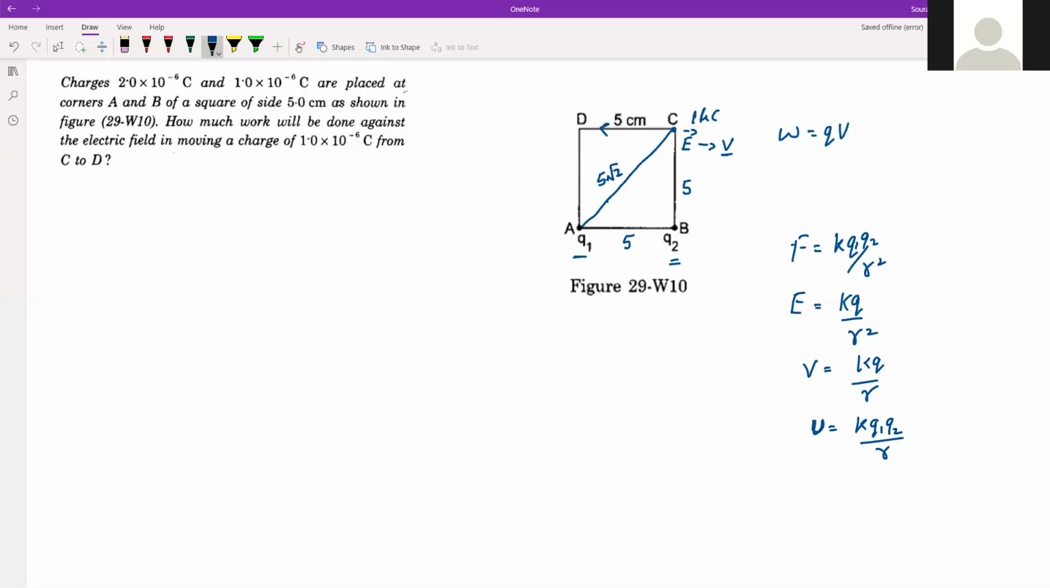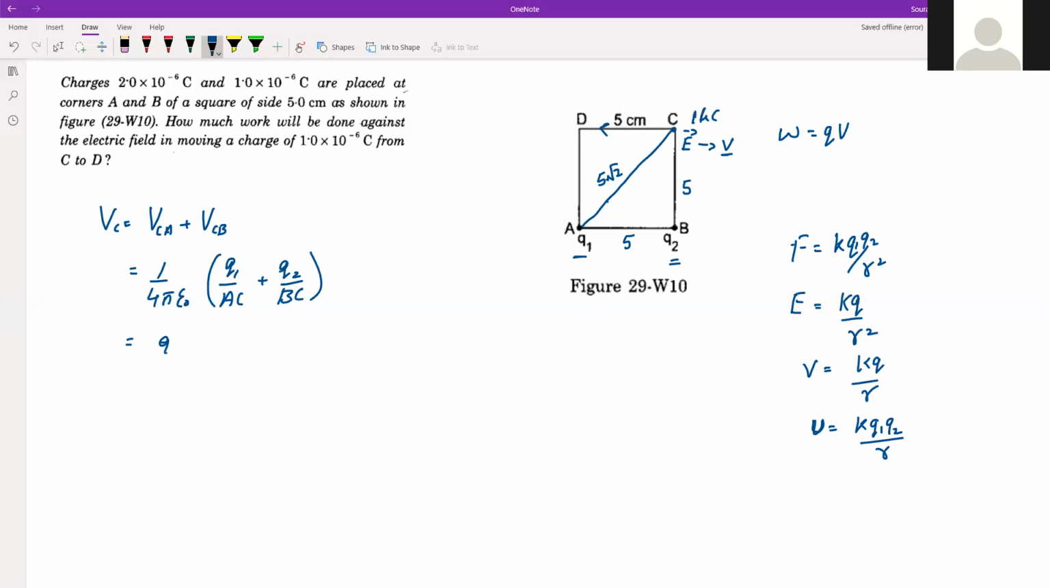So potential at C will be equal to potential at C due to A plus potential at C due to B. Now what is potential? KQ divided by R, where K is 1 by 4 pi epsilon naught. I'll take it outside. Inside we'll have Q1 divided by R1, where R1 is the distance AC, plus Q2 divided by R2, which is the distance BC.